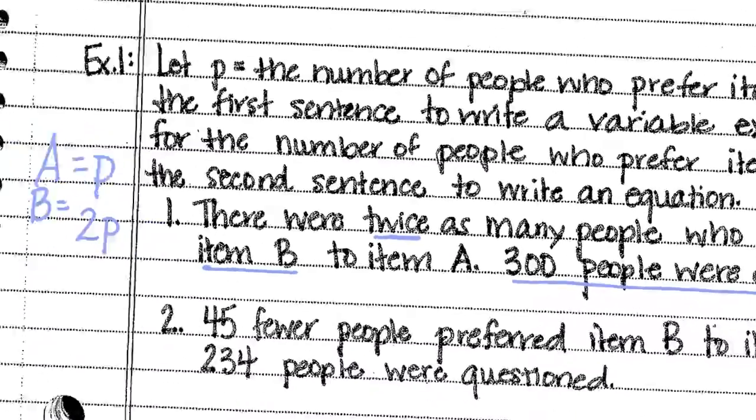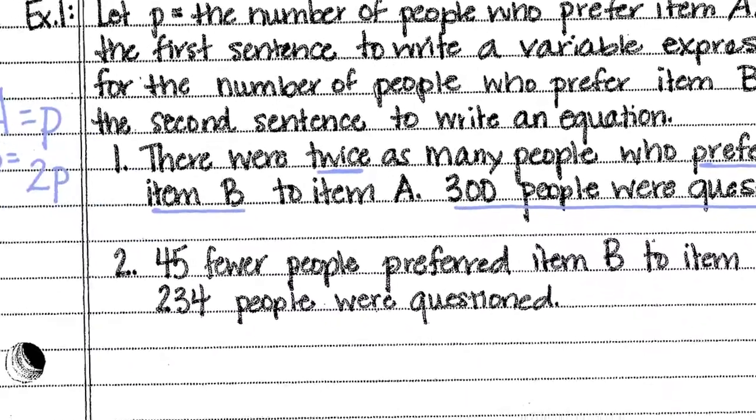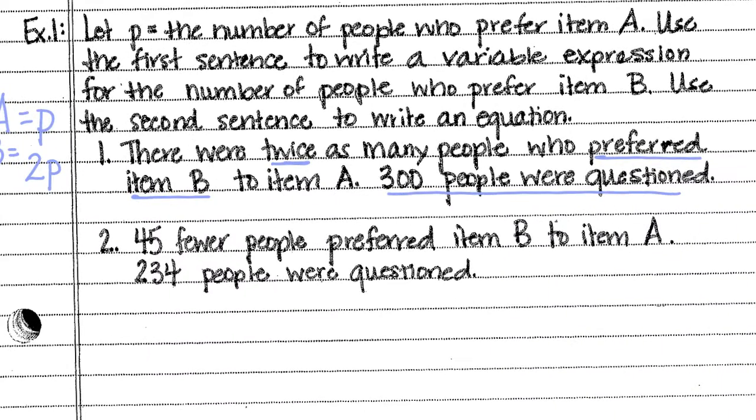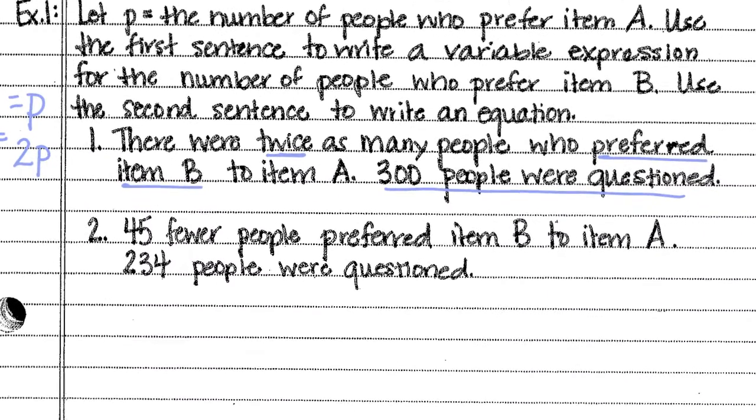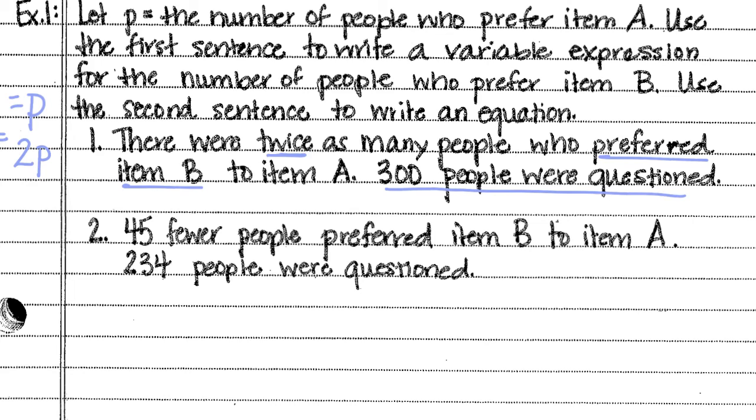All right, did it say to solve? I don't think it did. It just said to write it out. I'm moving on to number 2. 45 fewer people preferred item B to item A. So again, they told us to use P for item A, and now they're telling us 45 fewer. So if I have 100, I'm going to have 100 minus 45.